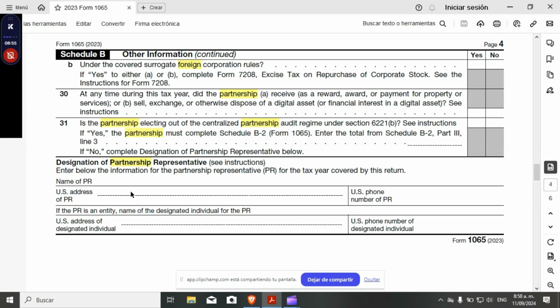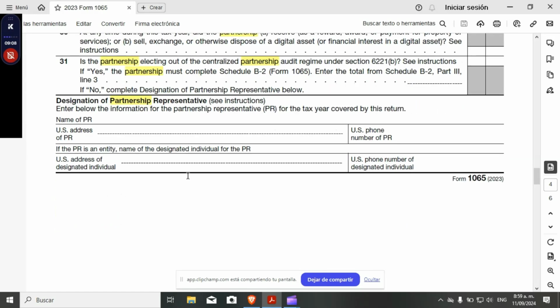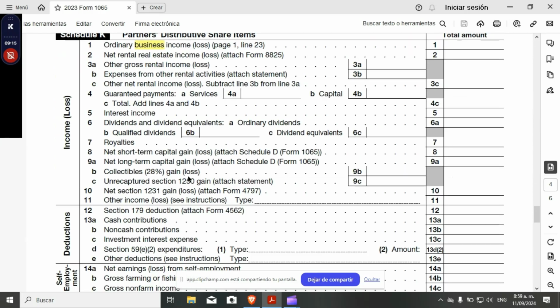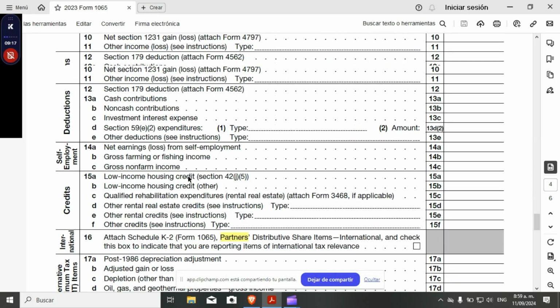And then what you're going to want to do is put here the name of the person that you're going to have as what's called the partnership representative, which is the person that the IRS is going to get in communication with if they have any questions about the form. If you have us do it, you can put our information there, and that way we can interact with them and you don't have to worry about dealing with them. And then if we scroll down, oops, went too far.